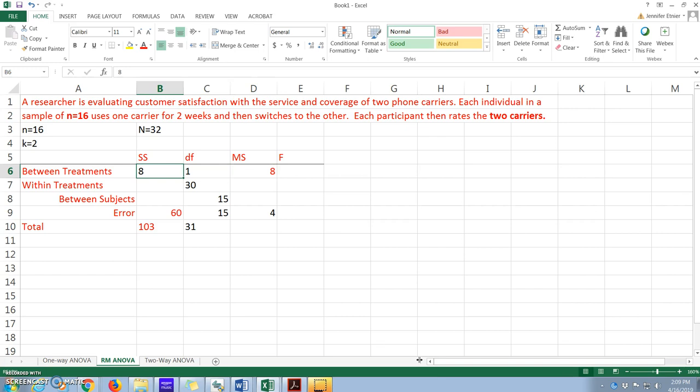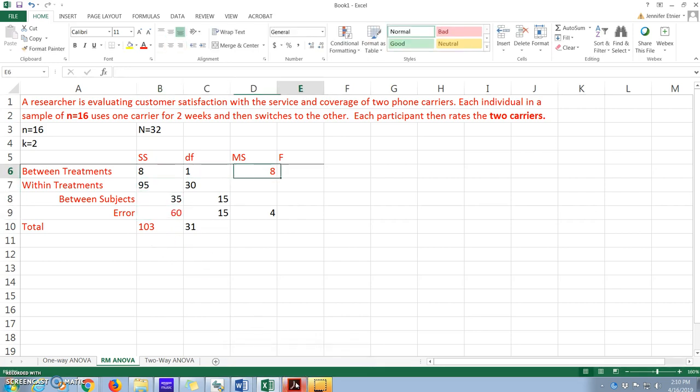Now I can go ahead and get the rest of this area in here, because we know that the sums of squares between treatments plus sums of squares within treatments has to equal sums of squares total. So this must equal 103 minus 8, which is 95. And then again, because these two have to add up to this one, that means that we know that this must equal 35.